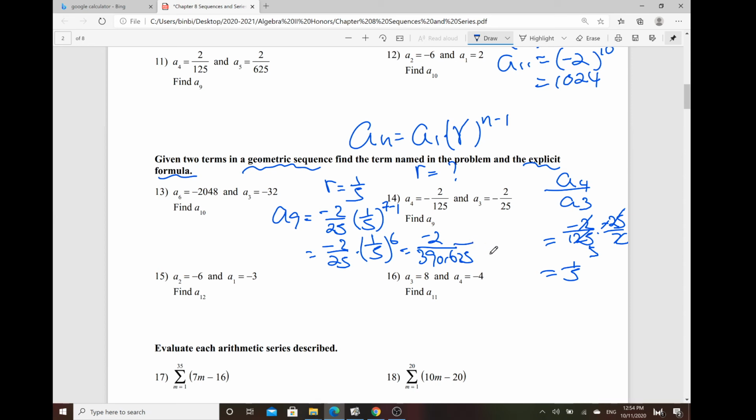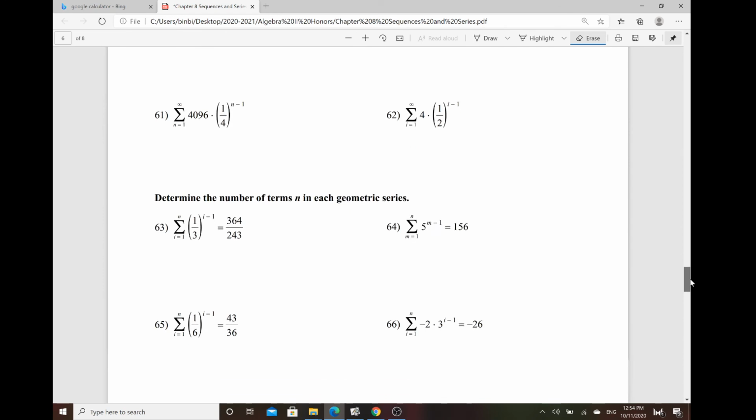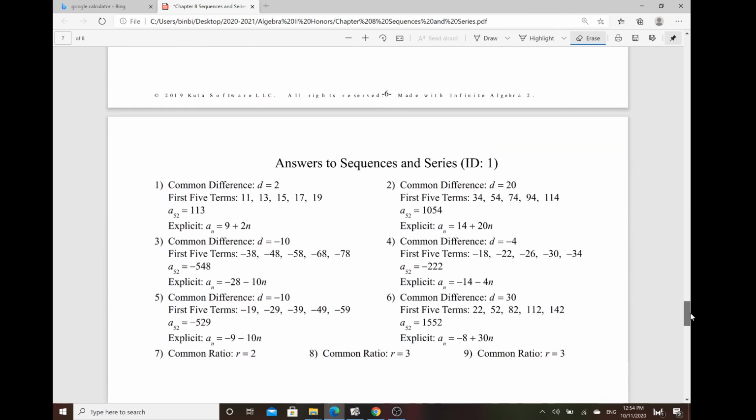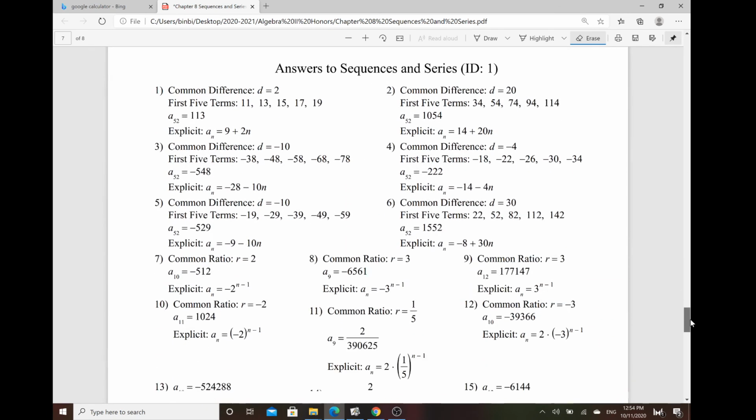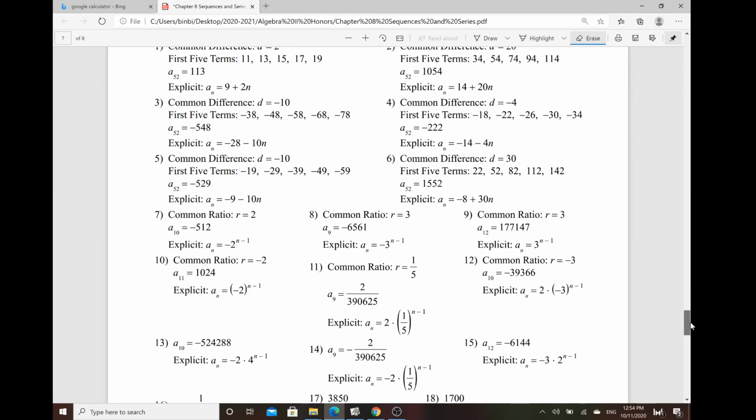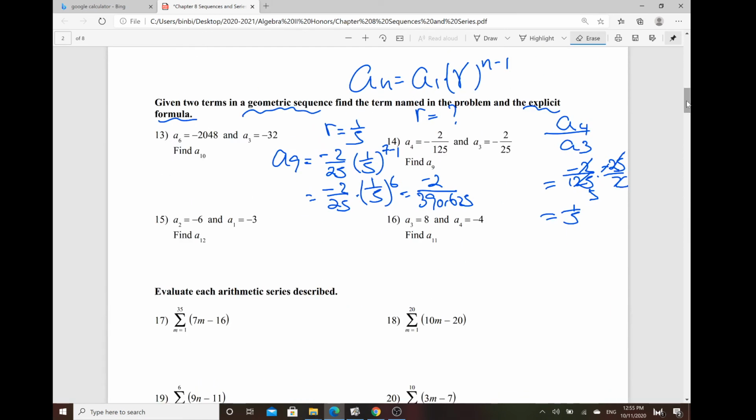So this one, the denominator is actually pretty big. But let me check the result here real quick. Okay, so for number 14, try to use a calculator for those kind of big, huge numbers, okay? Yeah, it is. So a sub 9 is negative 2 over 390,625. And then find the explicit formula.